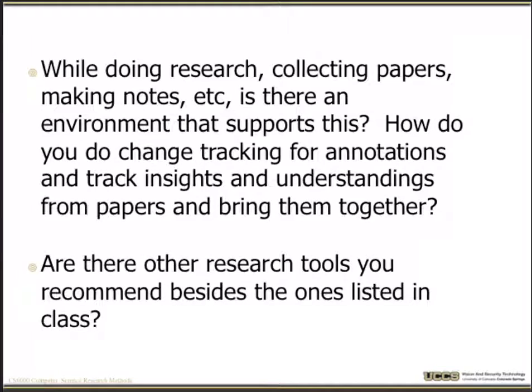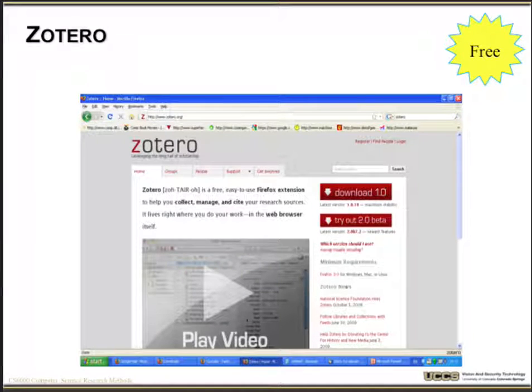While doing research, collecting papers, is there an environment that supports this? How do you do change tracking for annotations and tracking insights and understanding from papers and bring them all together? Are there other research tools besides the ones you listed? So I've already mentioned some of these in class today, because this is in the videos today, because that's a common question. So I talked a little bit about Zotero. Zotero is a pretty good tool. It'll allow you to track your citations. So when you're doing your browse this week, you might want to use Zotero so that you can import your bibliographic things to make it easier to turn them in, if nothing else. But keeping that bibliography and putting comments in it is useful, because you can actually add comments, you can update your understanding of those papers over time.